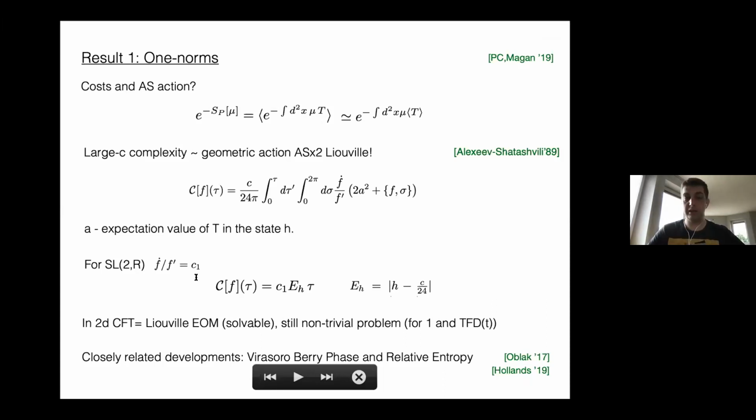Finally, there are closely related developments due to Virasoro Berry phases and relative entropy by Hollands and Oblak that I will not have time to talk about, but I can maybe elaborate more in the questioning session.